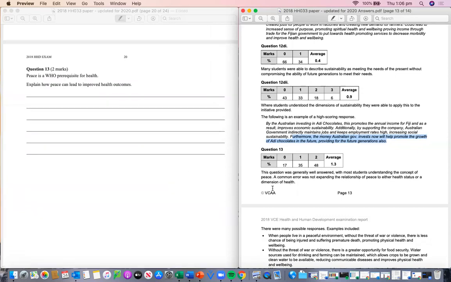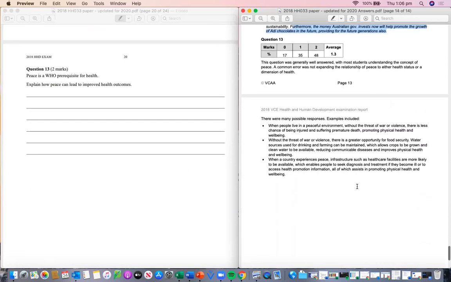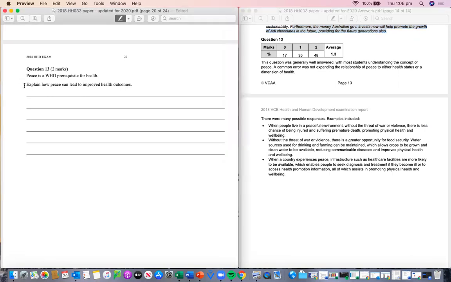Question 13. Okay, last question. Peace is a prerequisite for health. Explain how peace can lead to improved outcomes. All right, that's how I deconstruct that question there.